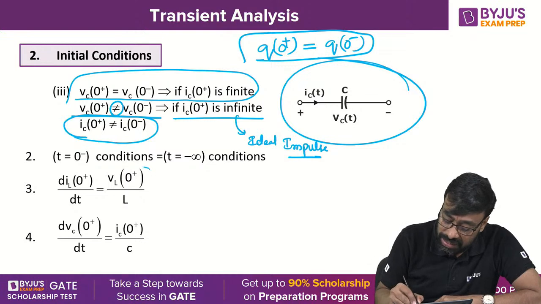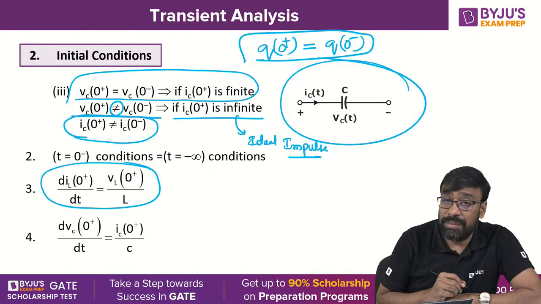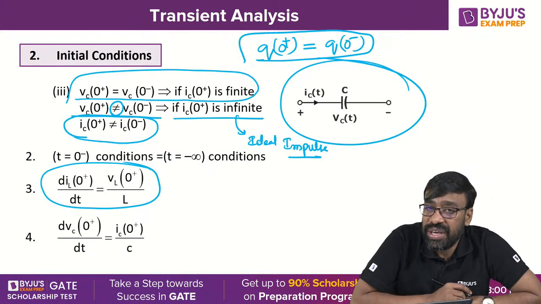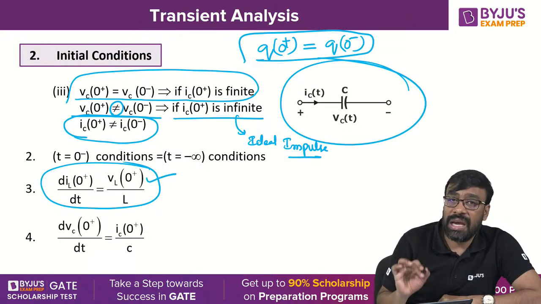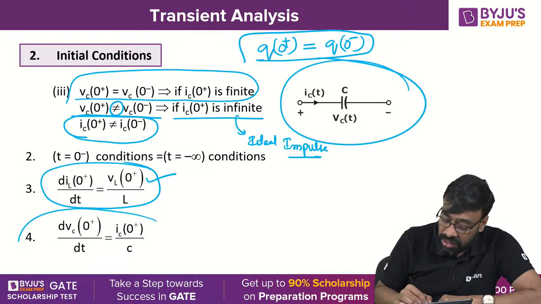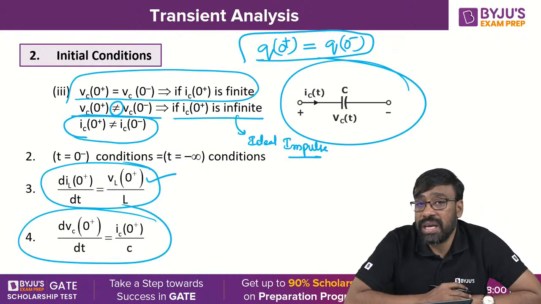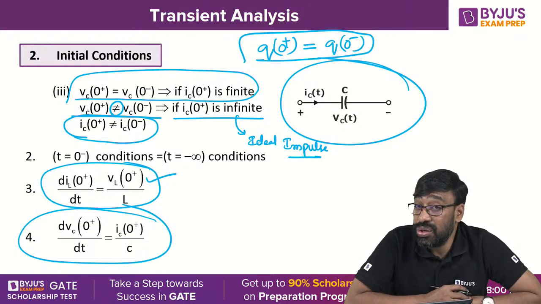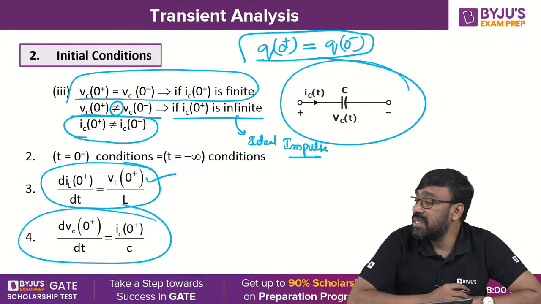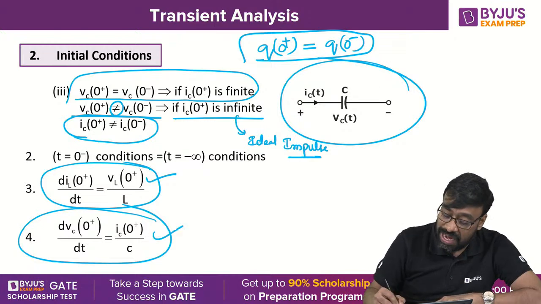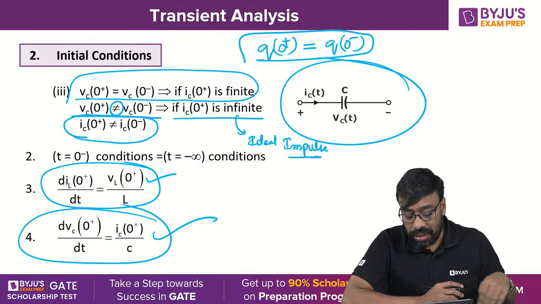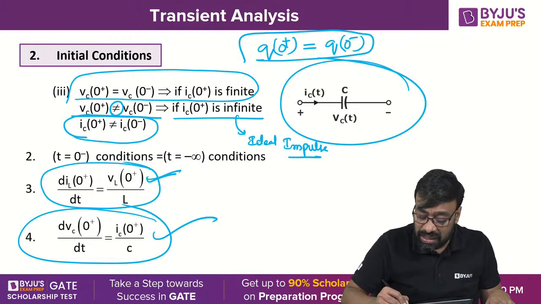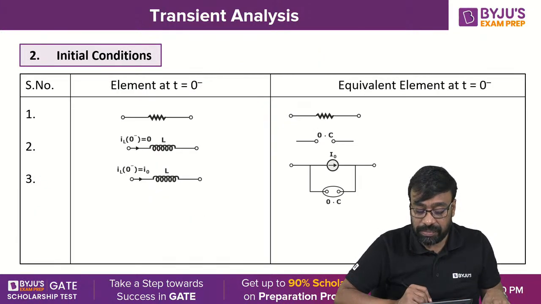Next, another important formula: when somebody asks you the time rate of change of current flowing through the inductor at t equal to 0 plus, then VL(0+)/L can be applied. Similarly, what is the time rate of change of voltage across the capacitor at t equal to 0 plus? Please underline at t equal to 0 plus, then you can find it by taking the ratio of IC(0+) to C. This is VL(0+)/L, this is IC(0+)/C.